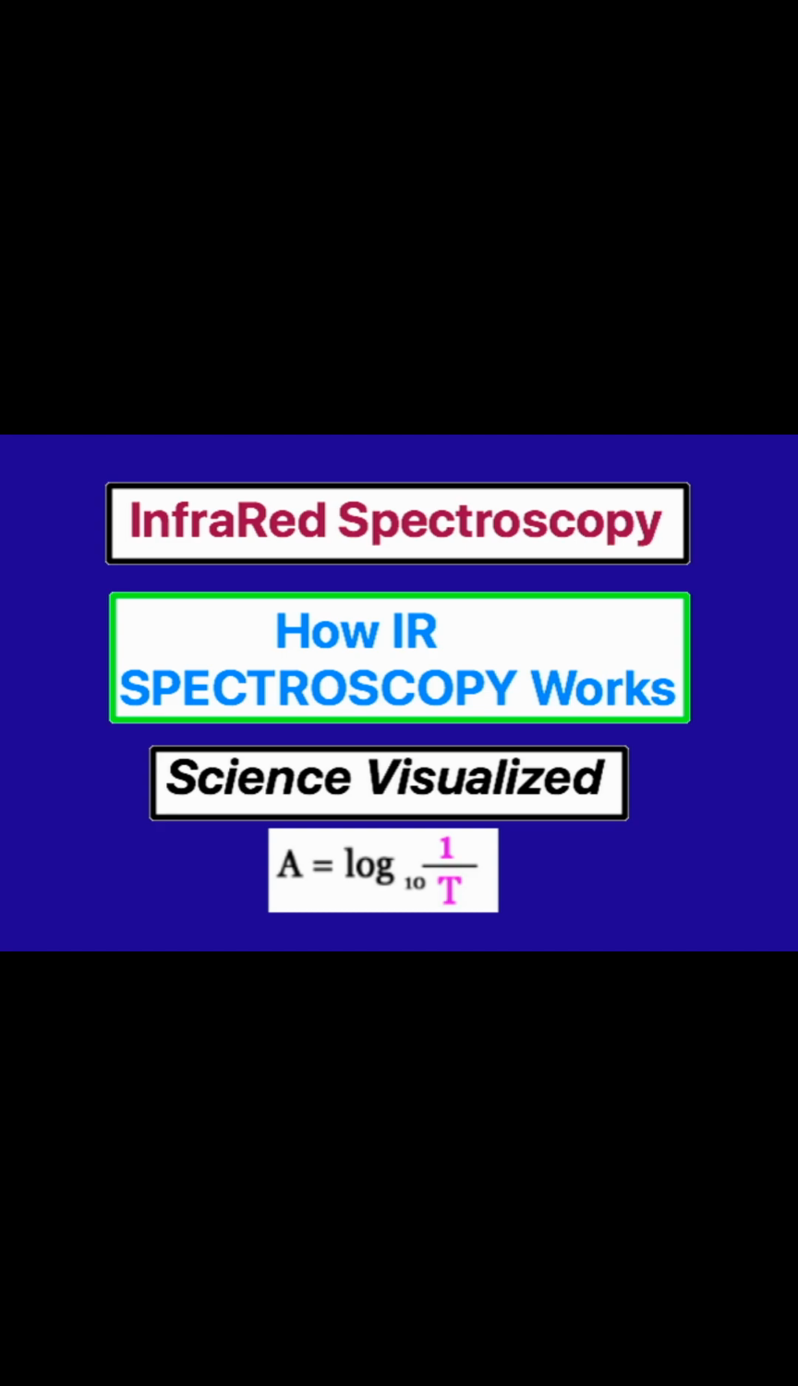Hello and welcome again. Today we're looking at infrared spectroscopy, which is a method that's commonly used in chemistry to analyze materials. In this video, we're going to look at how IR or infrared spectroscopy works. And this is presented to you by Science Visualized.